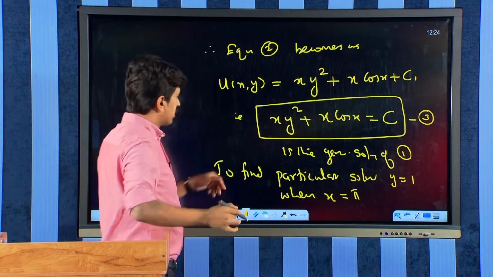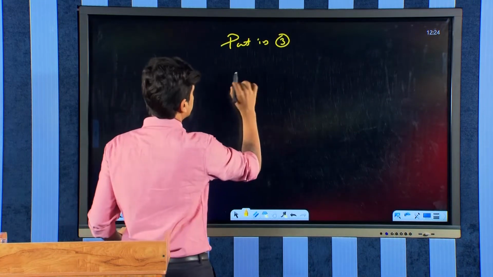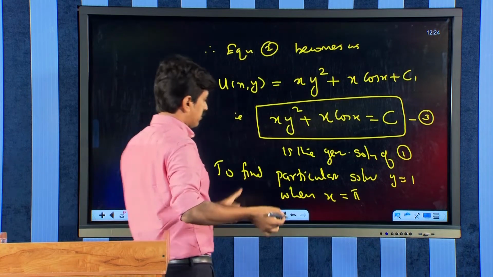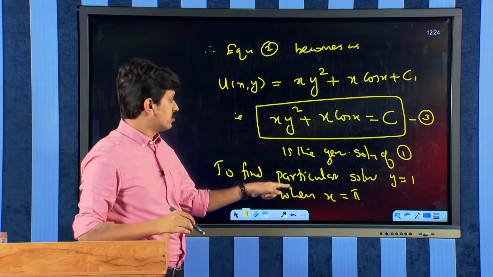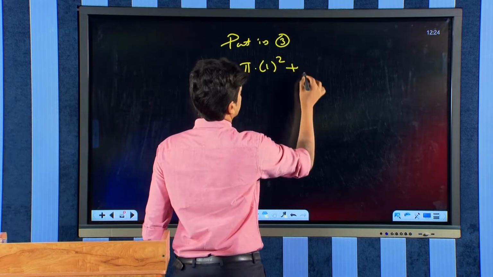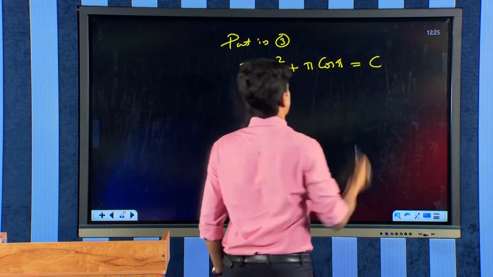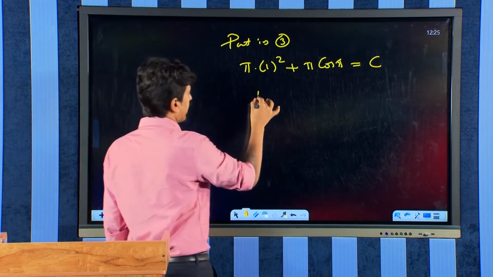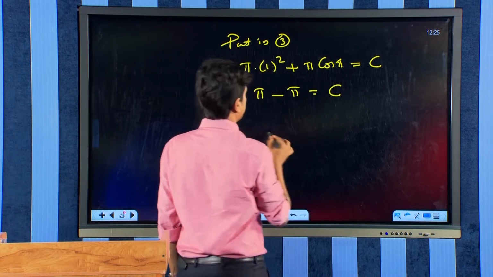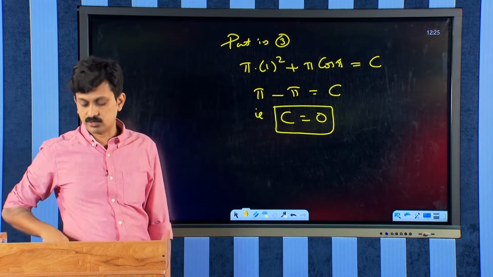we will have the value of x is equal to pi and y is equal to 1. Therefore, x y square is pi into 1 square, and finally x cos x is pi into cos pi, so plus pi into cos pi is equal to C. Here we have pi, cos pi is minus 1, so minus pi is equal to C, that is, C is equal to 0. So we found the value of C, C is equal to 0.